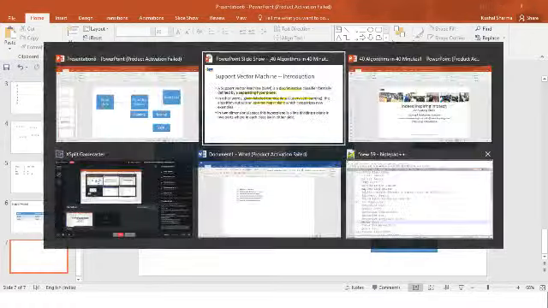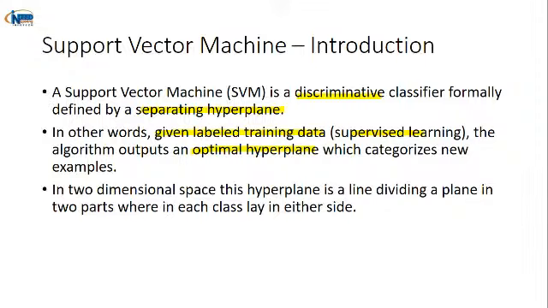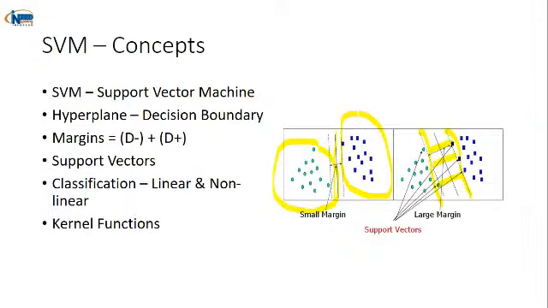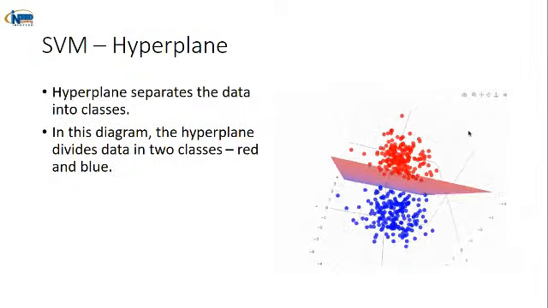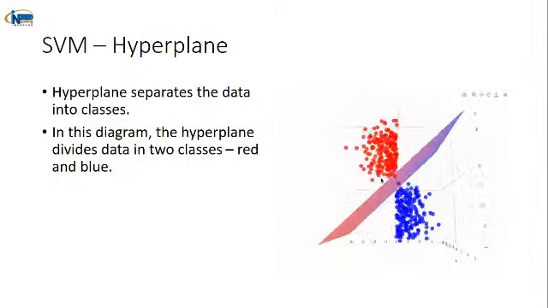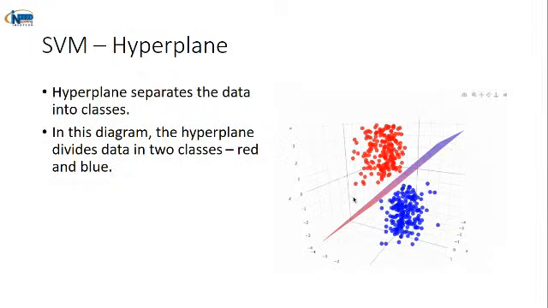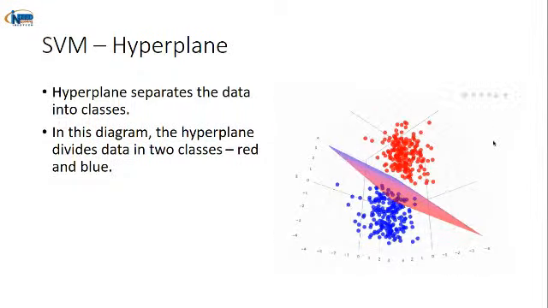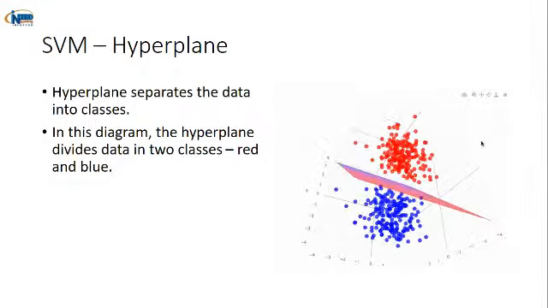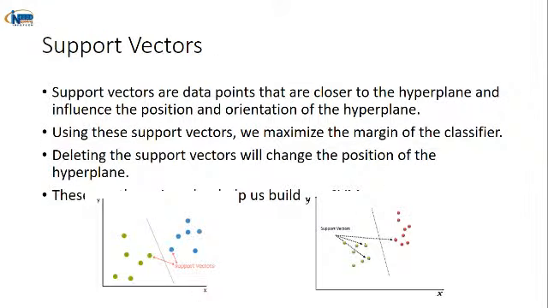All right, going back, SVM we have discussed. Going further, hyperplanes: in this diagram you can see nicely depicted how the hyperplane looks. It is not basically two-dimensional, it is more than that. This is how the hyperplane looks. All right, now moving ahead.